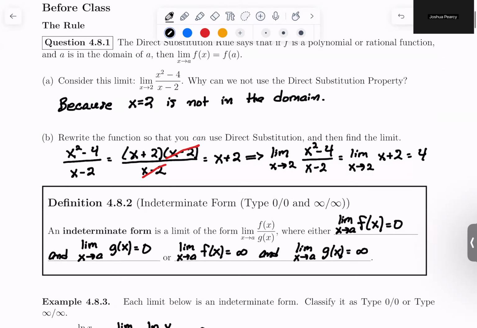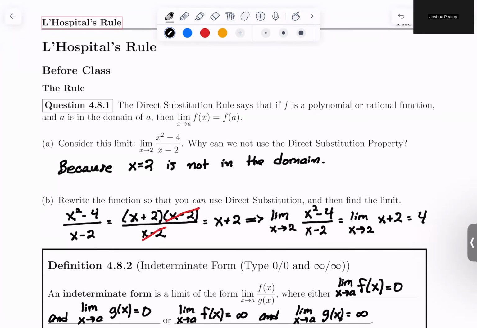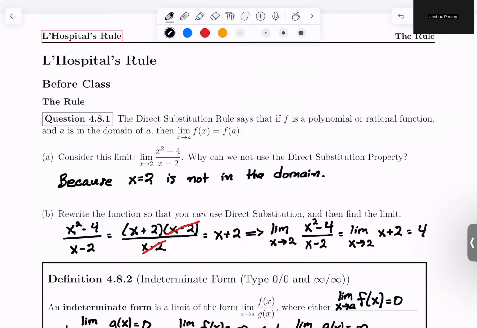It says, why can we not use direct substitution? So it goes back to this thing up here, that for the direct substitution property or rule to be applied, a must be in the domain of that function. In this case, x equaling 2 is not in the domain of this function, because we can't plug in 2 into that function and get an actual output.